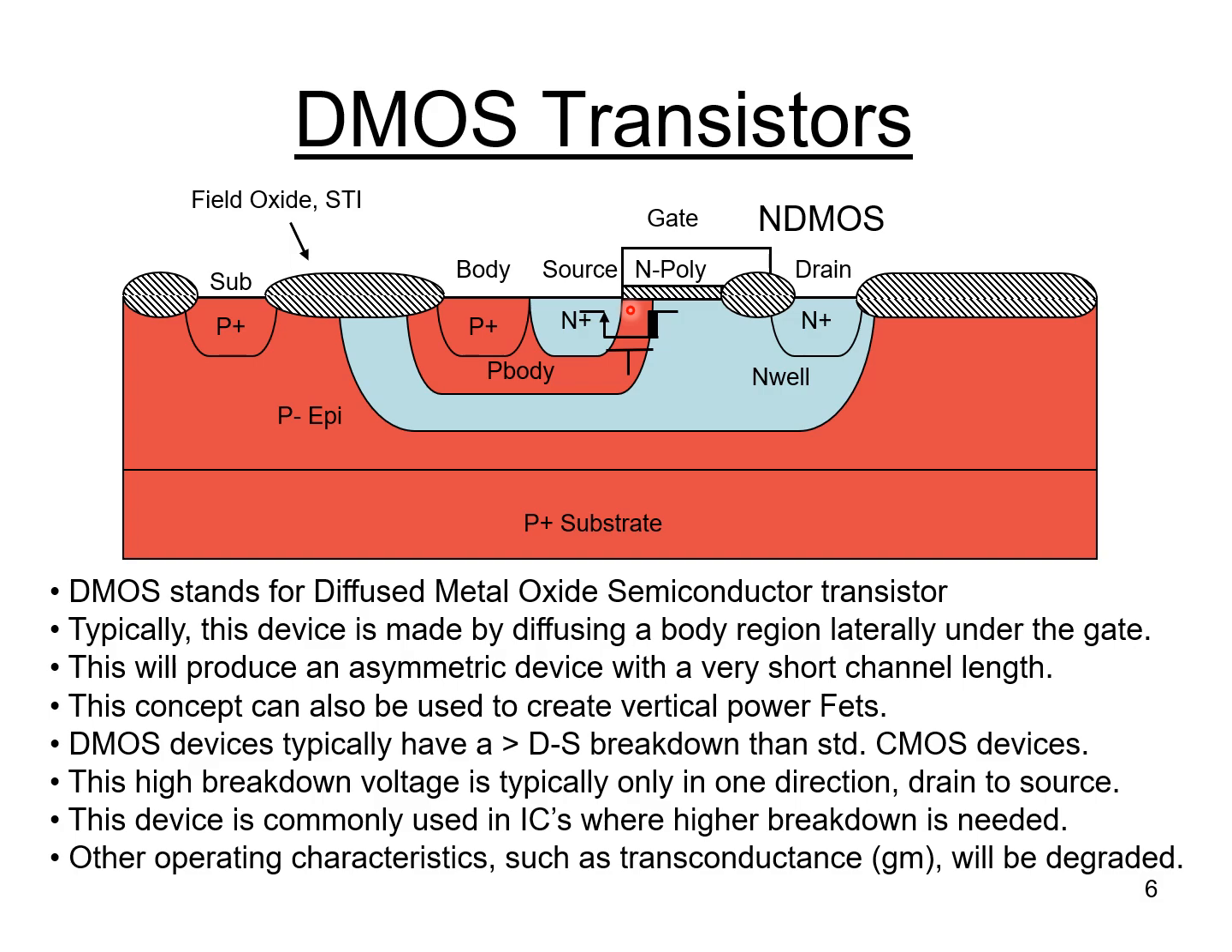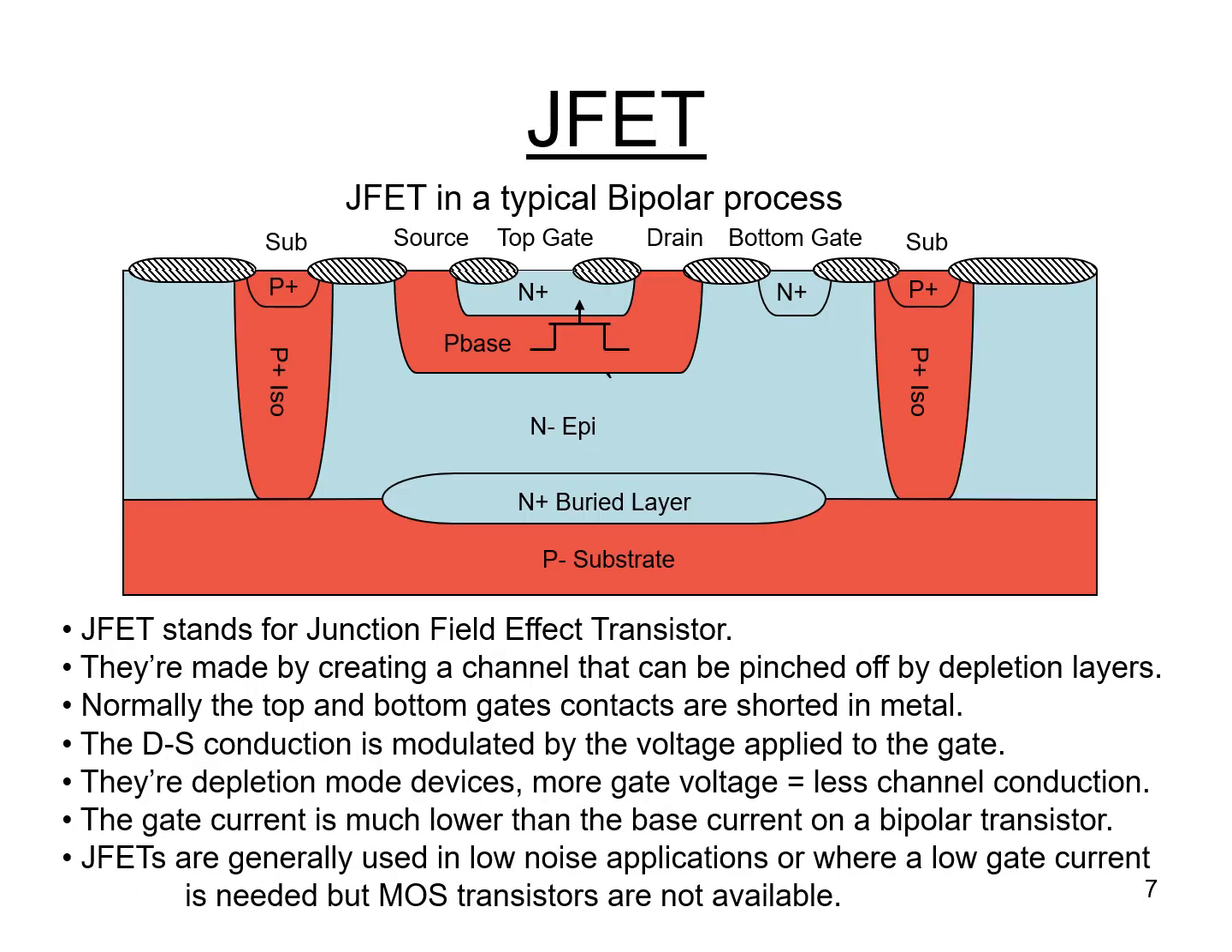Now, usually we use a DMOS structure similar to this to create devices with high drain-to-source breakdowns. Now, you don't get that high breakdown in both directions. You're only going to get a high drain-to-source breakdown, not a high breakdown in the other direction, source to drain. So basically, a DMOS device is commonly used when an IC requires a higher breakdown somewhere than the normal device. Other operating characteristics, such as the transconductance, which is often abbreviated GM, will be degraded with this type of geometry.